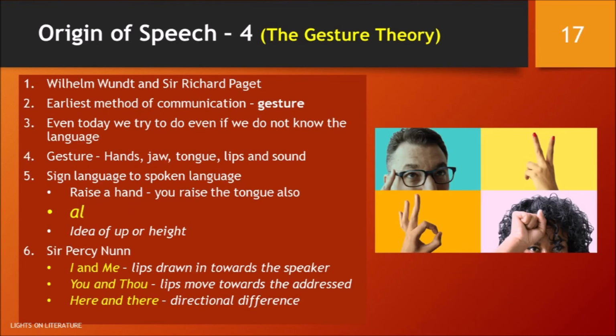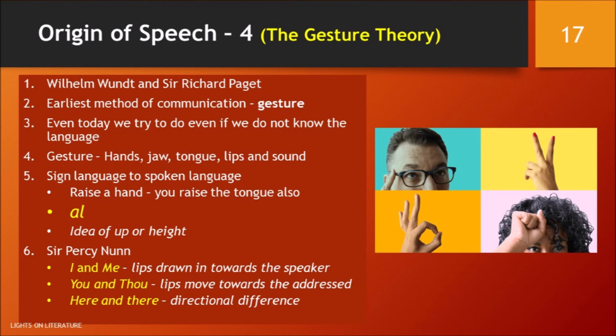The fourth theory of the origin of speech is the gesture theory. This theory was advanced by Wilhelm Wundt and later restated by Sir Richard Paget in his book Human Speech. The earliest method of communication was by sign and gesture made with the hands. Such a language was natural and spontaneous. Even today, we use many gestures while speaking by moving our hands.